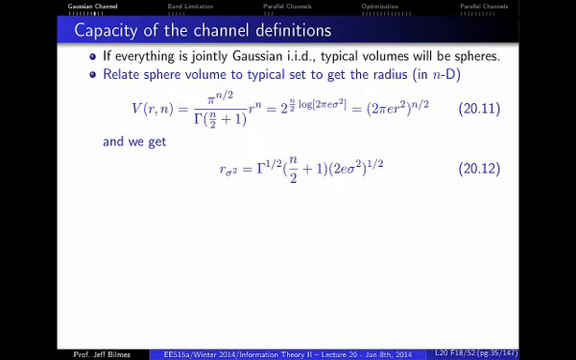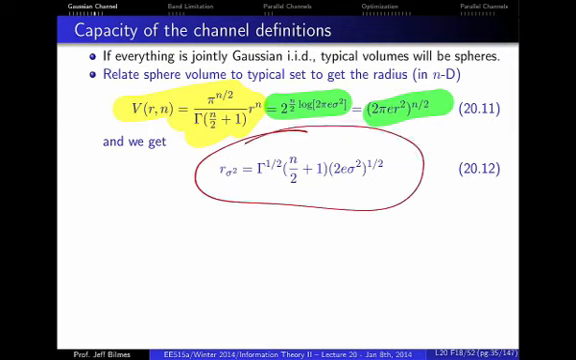Okay? And so we can relate the sphere volume to get the actual radius in n dimensions. This is just the formula for the volume of an n-dimensional sphere with radius r. Okay, so it's n dimensions, radius r. Then what we're going to do is equate that with this noise volume, which is equal to this, to solve for the radius. And there's our solution for the radius. I don't know if this is useful enough, but I thought it would be informative.